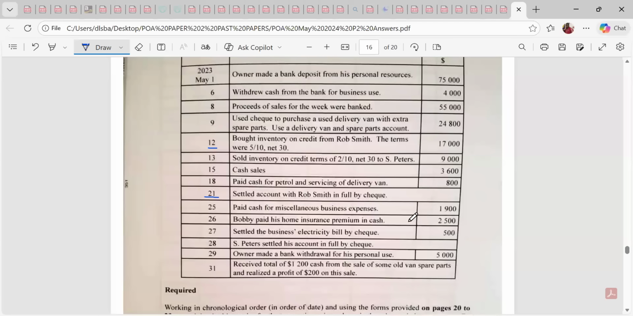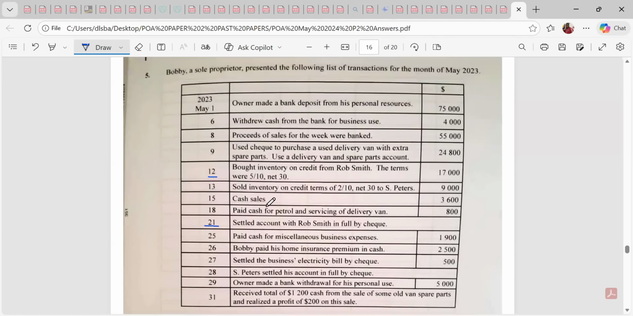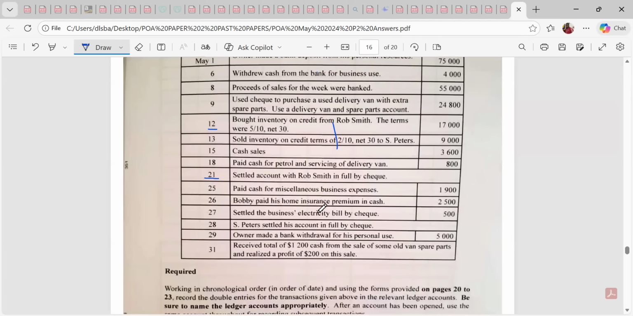Peter settles his account on the 28th. When did he start? On the 13th. 13th to the 28th. It's way more than the 10 days, so they're not going to get any discount. You'll have to pay his full amount. 9,000.